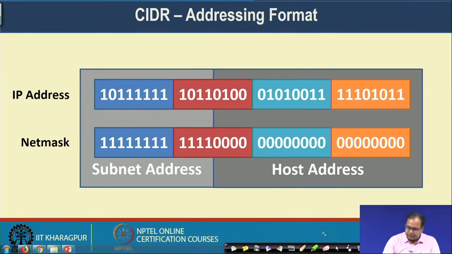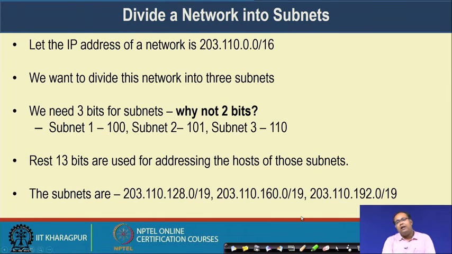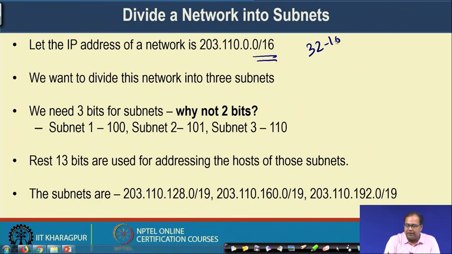Let us look at a few examples of subnetting, that is, how you can actually have this kind of hierarchical addressing concept in a network. Assume that the IP address of a network is 203.110.0.0/16. This /16 in CIDR notation means you have 16 bits in the network IP field, and the remaining 32 minus 16, that means 16 bits, are for host addresses. So, that is the address pool that is given to you.